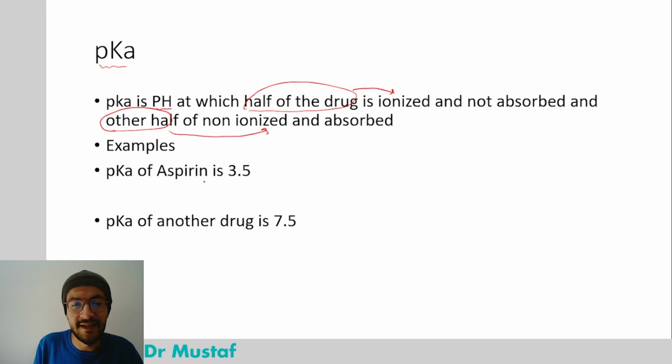An example for that is aspirin. The pKa of aspirin is 3.5, meaning if we put aspirin in a pH equal to 3.5, this leads to 50% of the aspirin being ionized and not absorbed, and the other 50% being not ionized and absorbed.